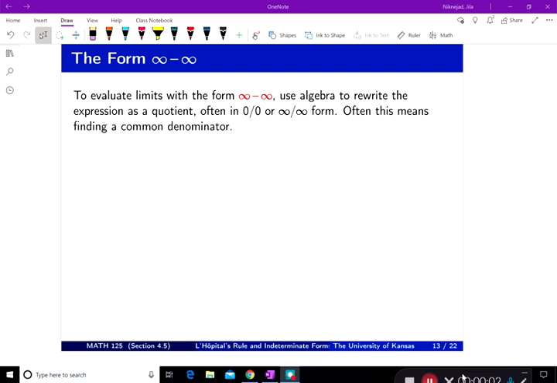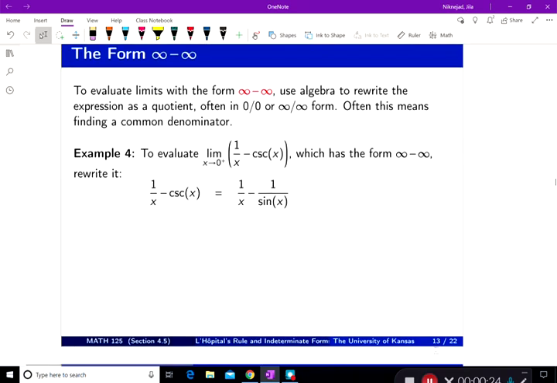We're continuing with section 4.5, and this time we're looking at limits that are not 0 over 0 or infinity over infinity, but we can use some algebra to convert them to limits of those two forms, and use L'Hopital's rule. So first example is this limit, 1 over x minus cosecant x, as x approaches 0 from the positive side.